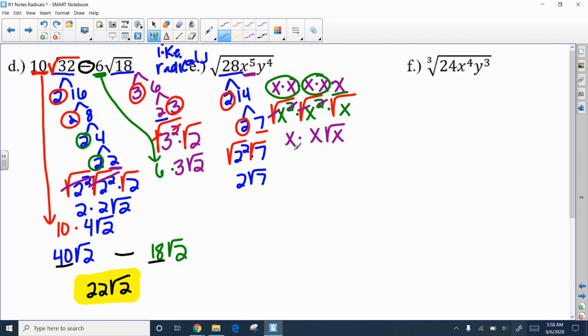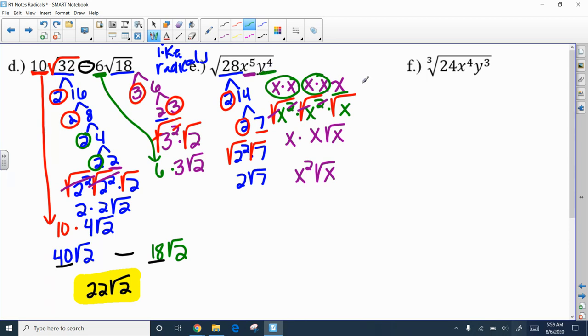Now, I would write this since I have x times x on the outside. I would write that on the outside as x squared. And then on the inside, we just have square root of x. All right, now we also need to simplify the y to the fourth.